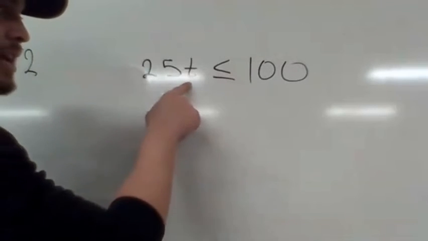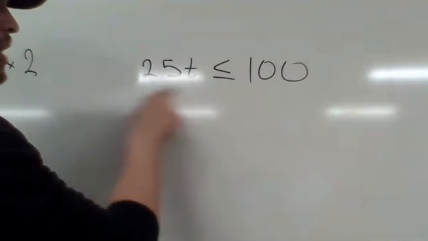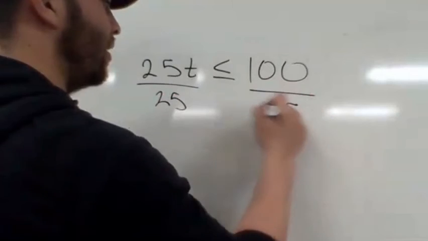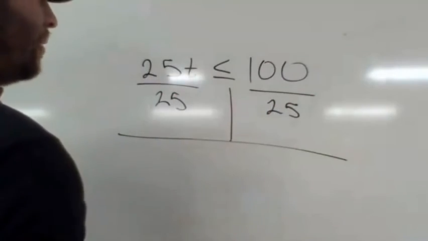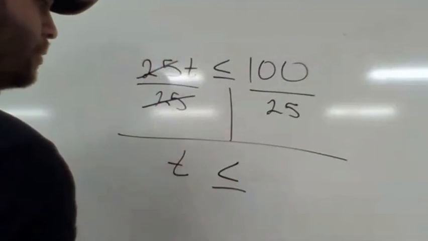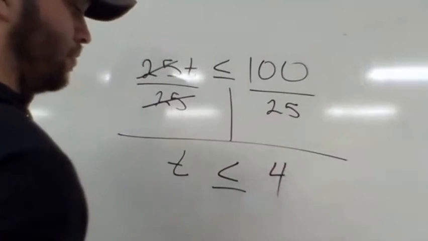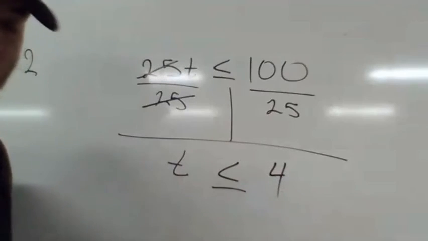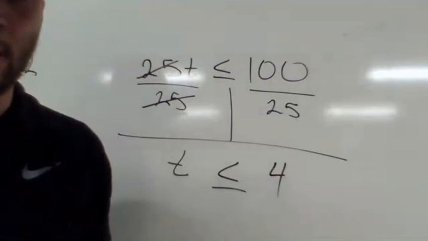This is 25t is less than or equal to 100. So we're multiplying here, so we're going to divide by 25, divide by 25. Balance your equation. And when you divide by 25, these cancel and you get your variable by itself, which is t, and you have 100 divided by 25, which is 4. So t can be less than or equal to 4, which means it can be 4, it can be 3, it can be 2, it can be 1, and so on and so forth. All right, that should be it.